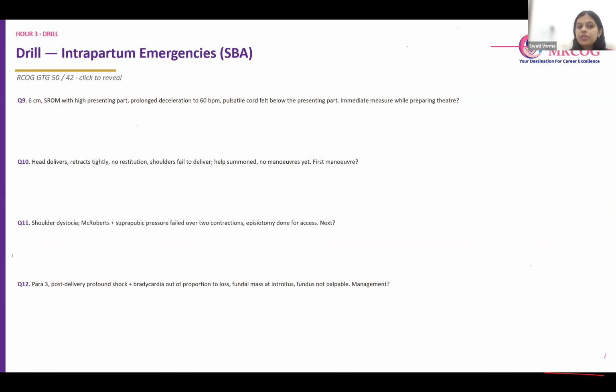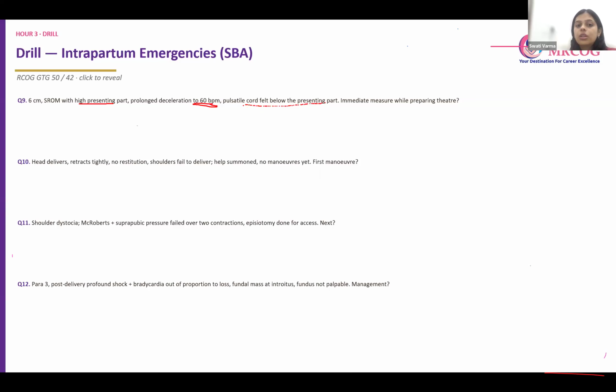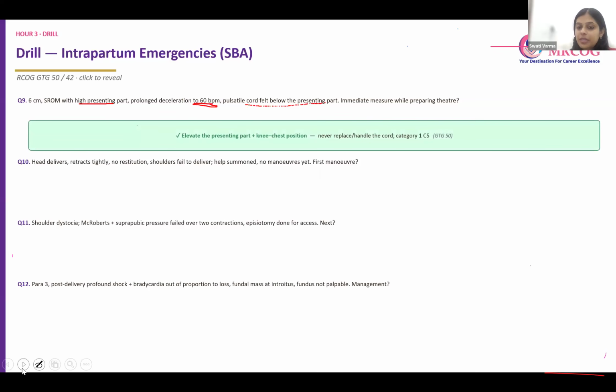Regarding intrapartum emergencies: 6 centimeter, spontaneous rupture of membrane with high presenting part, prolonged deceleration to 60 beats per minute. Now, she is 6 centimeter and membranes are ruptured, presenting part is high. Pulsatile cord felt below the presenting part. Immediate measure while preparing theatre. So, we all know, since membranes are ruptured, while you are preparing theatre, you have to elevate the presenting part.